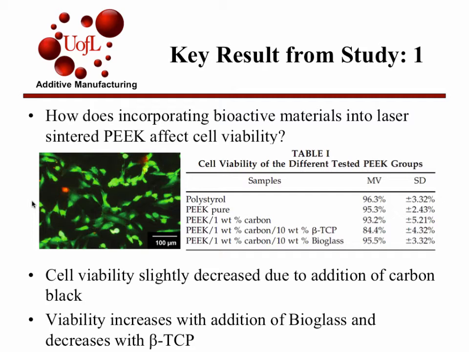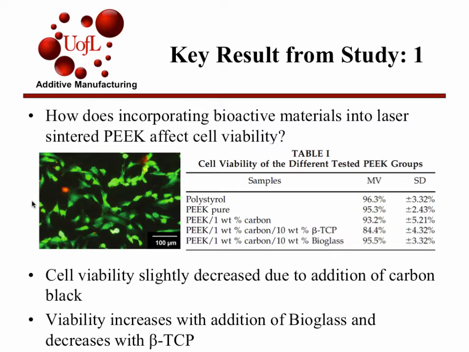The first result from the study is, how does incorporating bioactive materials into laser-sintered PEEK affect cell viability? So this is a picture on the left of actually looking down at how they measure the cell viability. And the table on the right is comparing each of the samples and their mean values of cell viability.